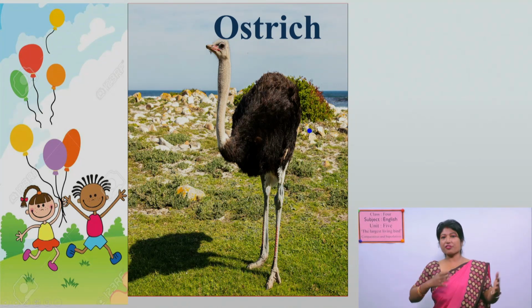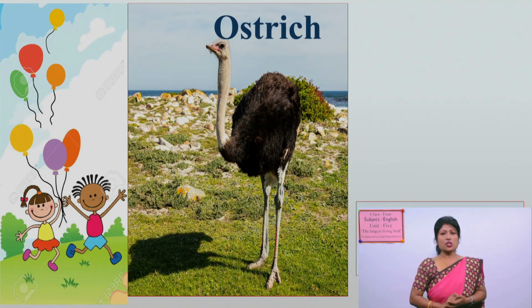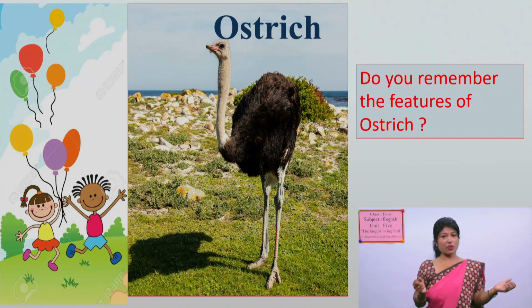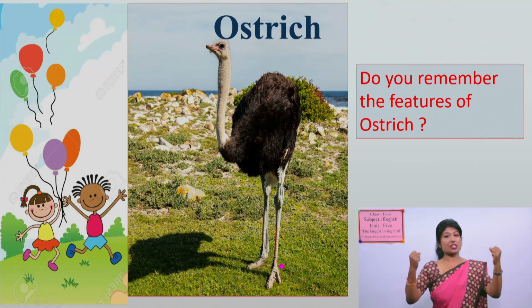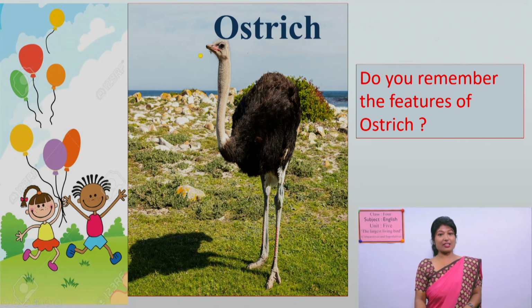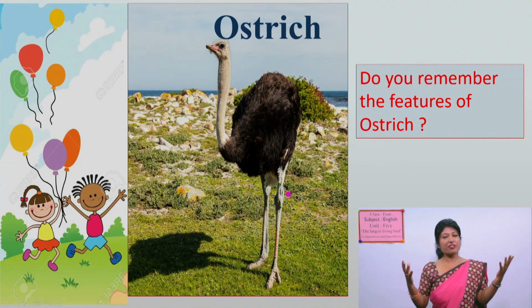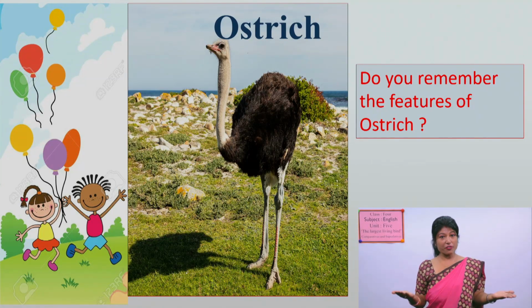And we talked about different features of the ostrich at that time. So, do you remember those features? What did we talk about in our previous class? Yes, we talked about its long neck, right? It has got a long neck, big body, and long and strong legs, right? And large eyes. So, these are the features. Do you remember some more? Yes, there are many more features of ostrich.